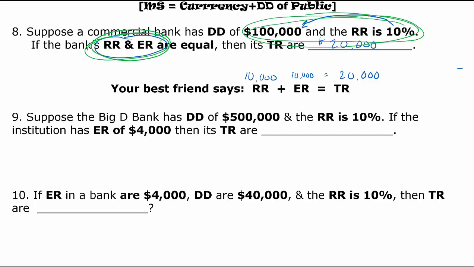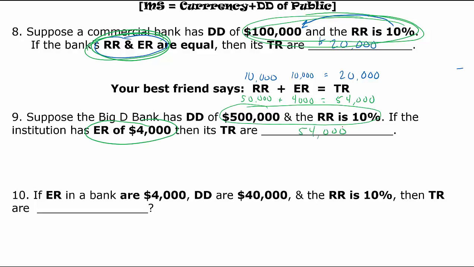All right, number 9. Suppose the Big D Bank has deposits of $500,000 and a reserve requirement of 10%. If they have excess reserves of $4,000, what is its total reserves? These two terms are going to allow us to get the required reserves of 50,000. And then we have excess reserves of 4,000 because we were given that. So total reserves, 54,000.